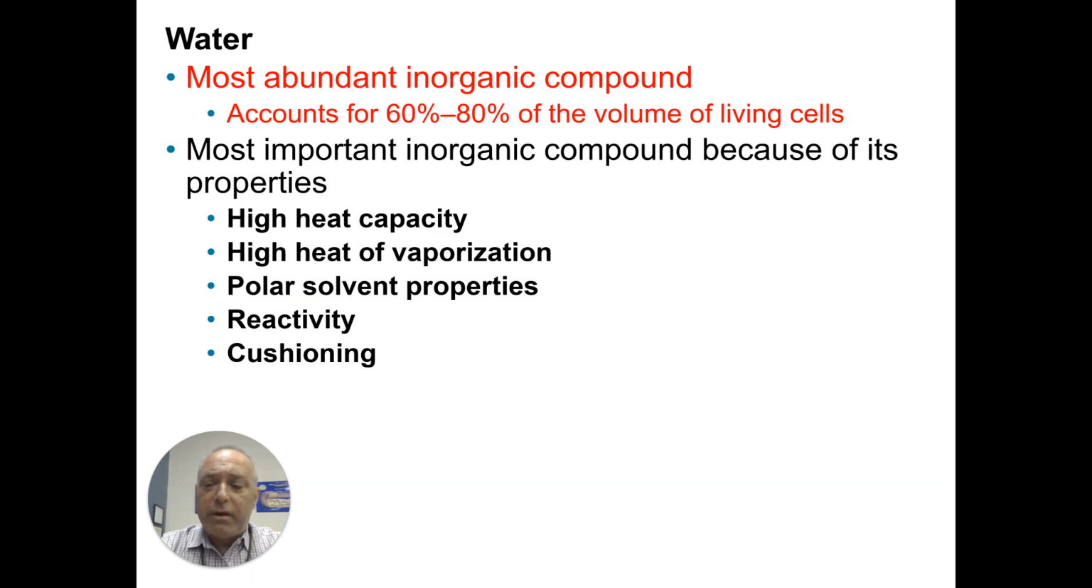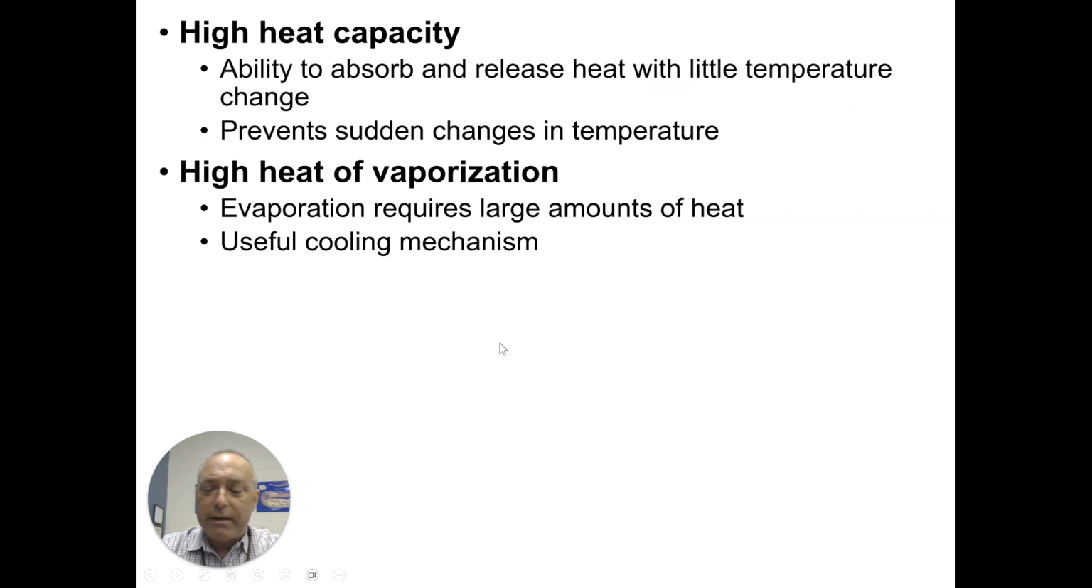So the most abundant inorganic compounds account for about 60 to 80% of the volume of living cells. And they have various properties like high heat capacity, high heat of vaporization, polar solvent, reactivity, cushioning. Let's see what we can talk about here. So high heat capacity is the ability to absorb and release heat with little temperature change. High heat of vaporization: evaporation requires a large amount of heat.